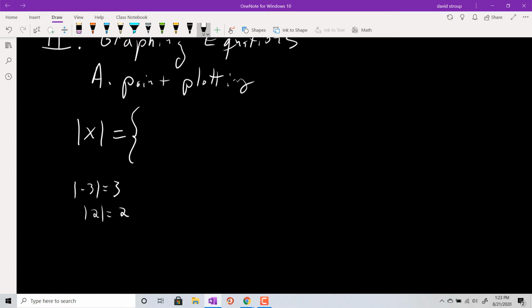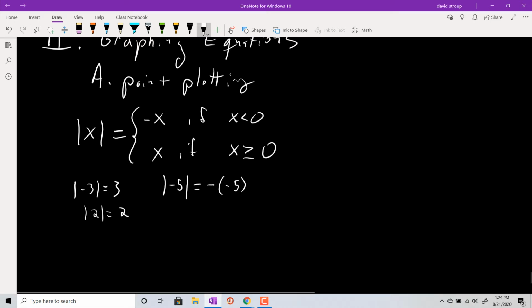There's another way of defining it piecewise. You could go -x if x is less than 0, and x if x is greater than or equal to 0. So for example, if you have the absolute value of -5, the way you evaluate it is, because -5 is less than 0, you're going to write -(-5). That's what the -x means in the first half of the piecewise definition. So -(-5) is 5. There's no thinking involved. It's just a matter of substitution.